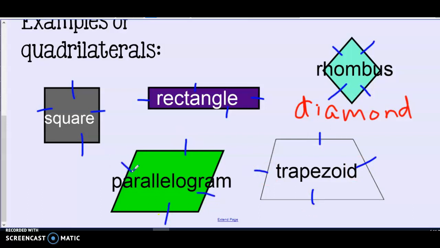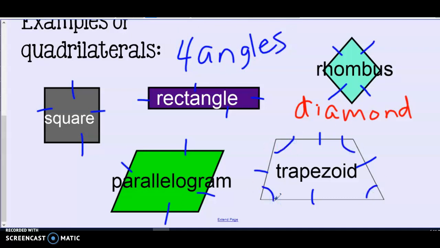They also each have 4 angles. And they also each have 4 vertices. So today, when you're talking to your parents about what you've learned, you can say, I learned about quadrilaterals. And then you can tell your parents that a quadrilateral is a square, a rectangle, a rhombus, a parallelogram, and a trapezoid.